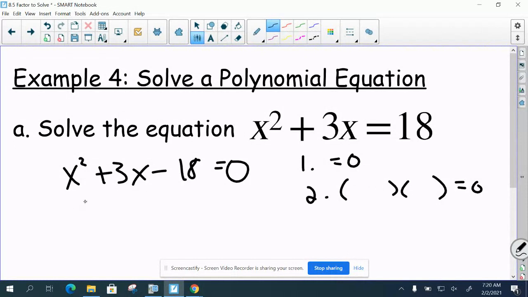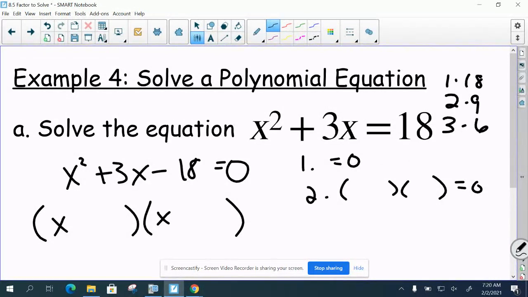So when we factor, put x here, x there, and then we ask ourselves what factors of 18 will add to be 3? Well, let's think. We've got 1 and 18, 2 and 9, and 3 and 6. So the 3 and 6 are going to be what will add to be 3. Since it's -18, that means one of these will be plus and one will be minus. They both can't be negative because that would give us a positive 18.